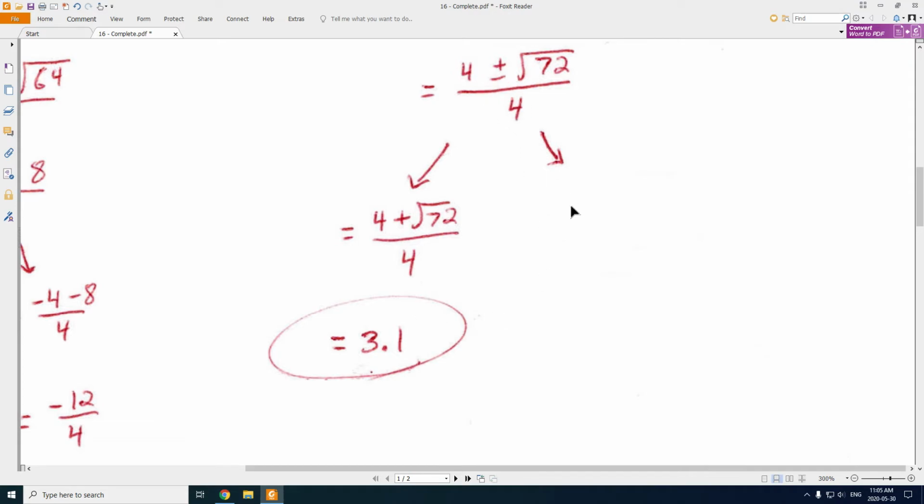Next answer, doing the subtraction. 4 minus root 72 over 4. Once again, you'll need the calculator with that square root there. So 4 minus root 72, then divide by 4, negative 1.1. And those are my two x-intercepts. So at this point, I'm done.